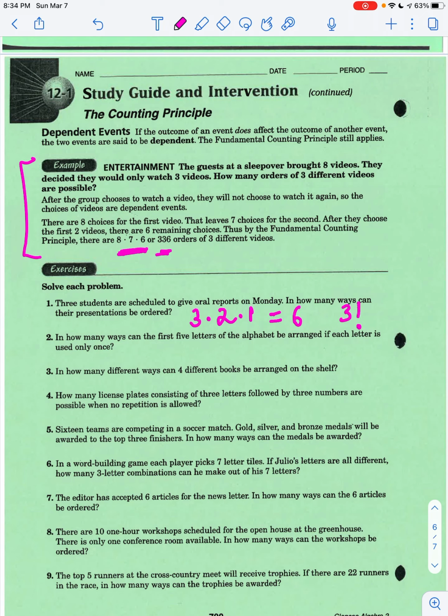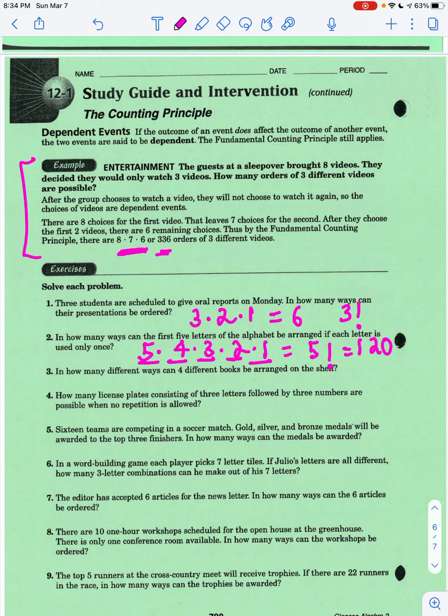So there'd be 5 blank lines. For the first position, there are 5 letters available. And if you can only use each letter once, for the second position, that leaves 4 available. Then for the third, 3, then 2, then 1. And that is equivalent to saying 5 factorial, or 120. Remember, that's like 5 exclamation point.